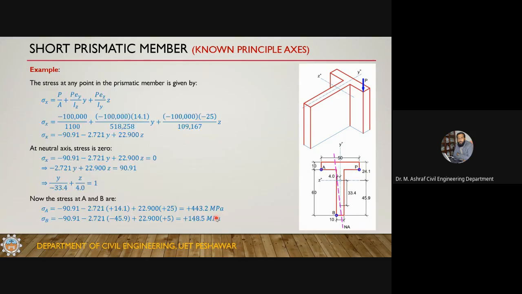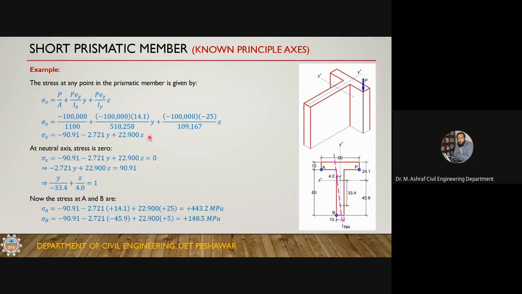Now first, we want to write the stress equation. The equation of the plane is sigma x equal to P over A plus P EY over IZ into y plus P into EZ divided by IY into z. Just plug in P, which is a compressive force, so minus 100,000. Minus 100,000 into 14.1 divided by the moment of inertia, and minus 100,000 into 25, the eccentricity, divided by this. If you simplify, sigma x is equal to minus 90.91 minus 2.721 y plus 22.900 z. So this is the stress equation.